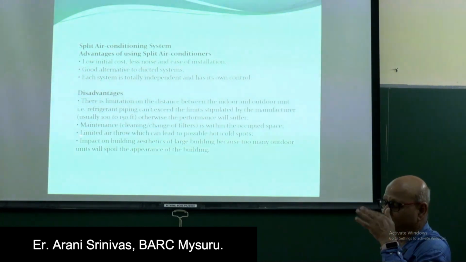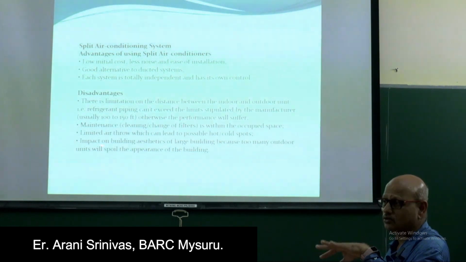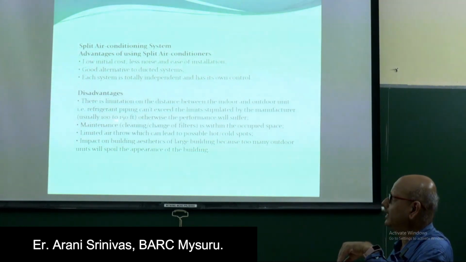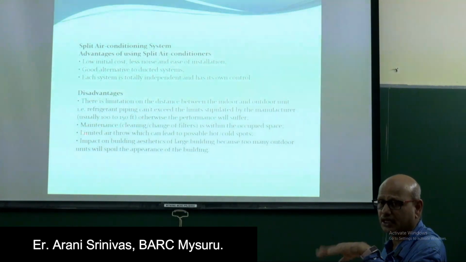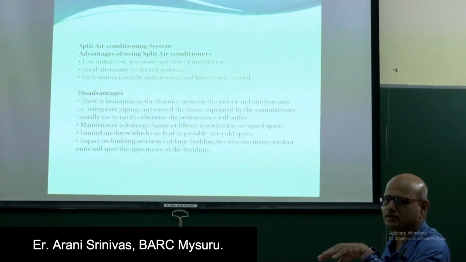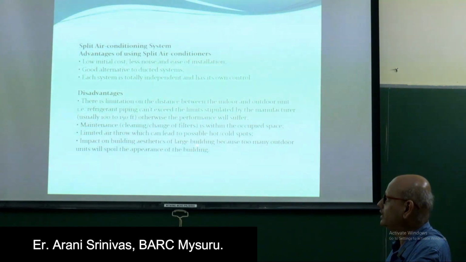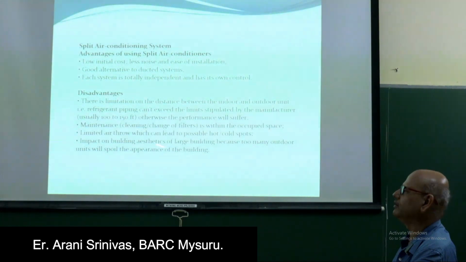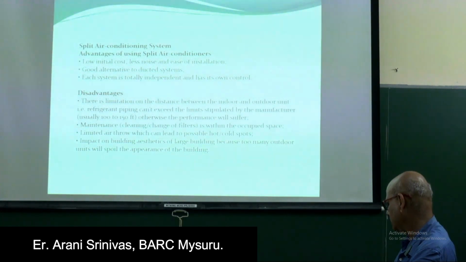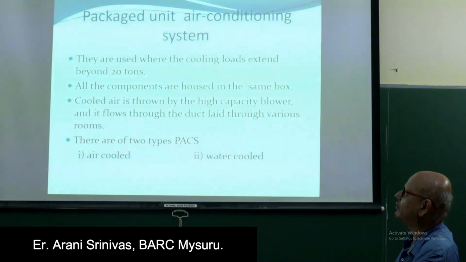Say we keep the outdoor unit outside and the indoor unit inside. The pipeline cannot go more than 100 to 150 feet in length. If it goes beyond that, the efficiency of the compressor comes down. So this is the advantage, but there are disadvantages too. Maintenance is easy, but there is limited air throw which can lead to hot or cold spots, and an impact on building aesthetics, as we will be mounting so many air conditioner units on the top.